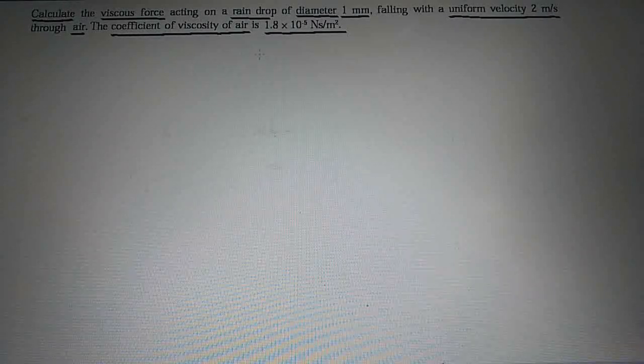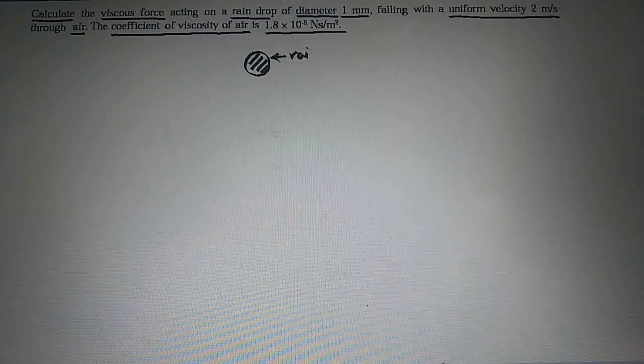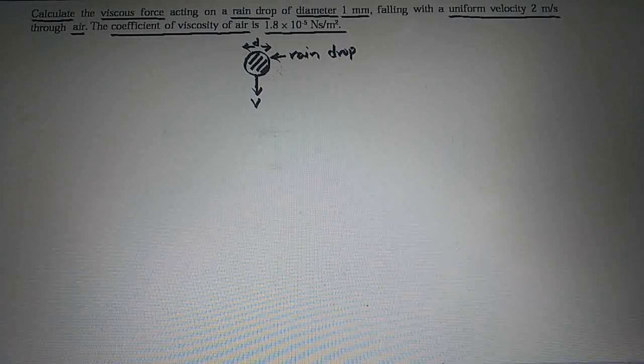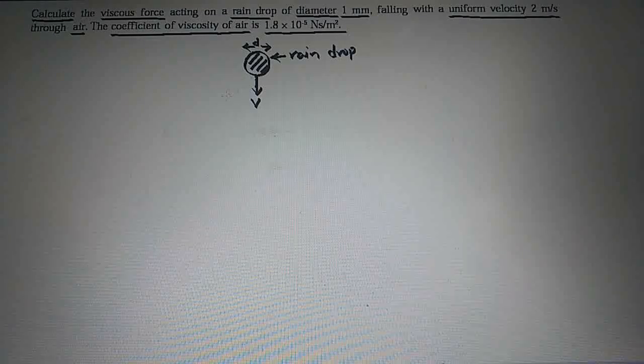So see here, this is a raindrop, and this raindrop is having a diameter of 1 mm. So we will take diameter as d here, and this raindrop is falling with a uniform velocity 2 meter per second through air. So we will take velocity as v here. We have to calculate the viscous force which is acting on this raindrop.